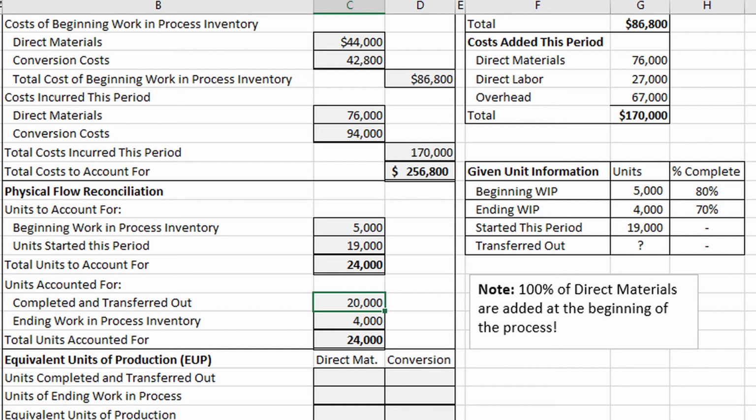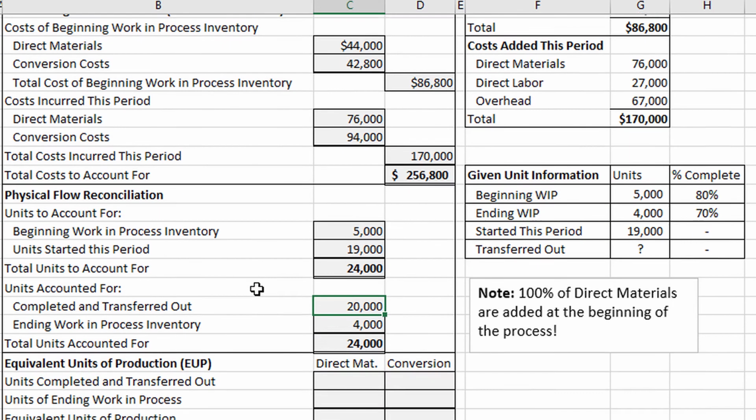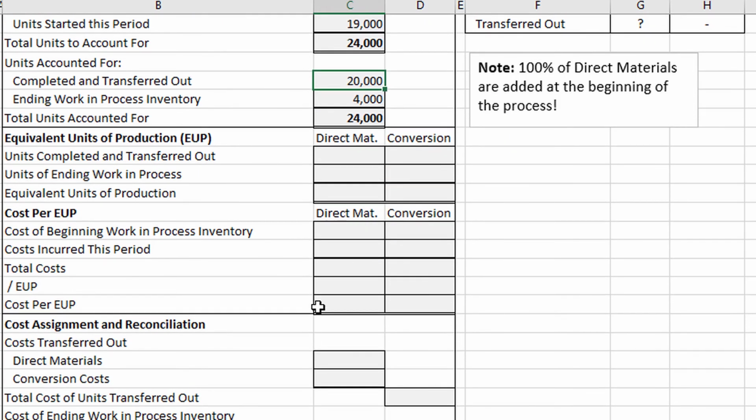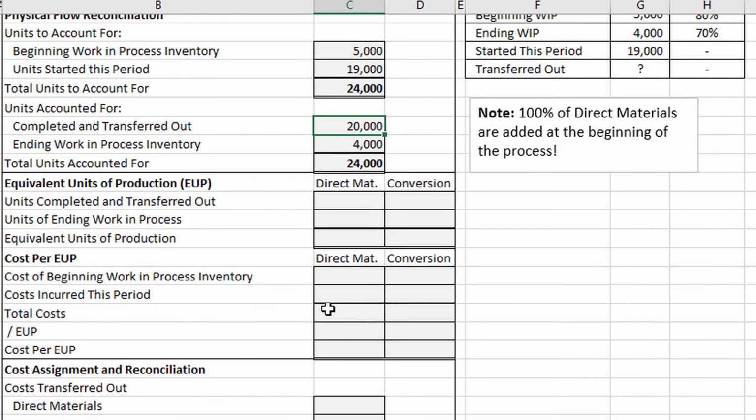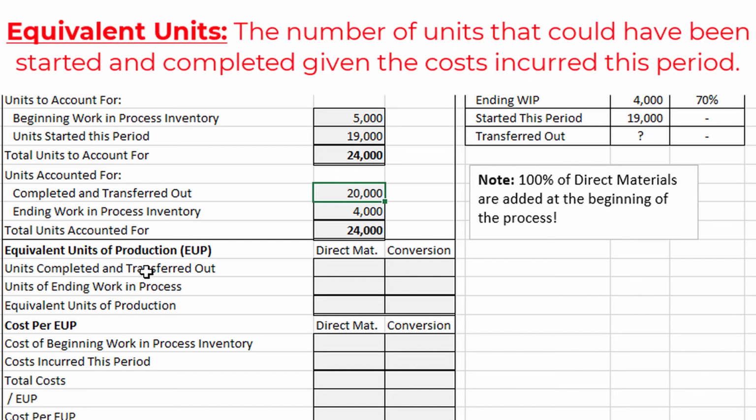At this point, I want to note that everything we've done so far would be identical under either the weighted average or FIFO method. As we get into the last two sections, there will start to be some differences between the two methods. Next, we have the equivalent units of production calculation. Remember that the equivalent units are the number of units that could have been started and completed given the costs incurred this period. We do the equivalent units of production calculation for the units accounted for, the units we need to assign costs to, which are the units transferred out and the units in ending work in process inventory.